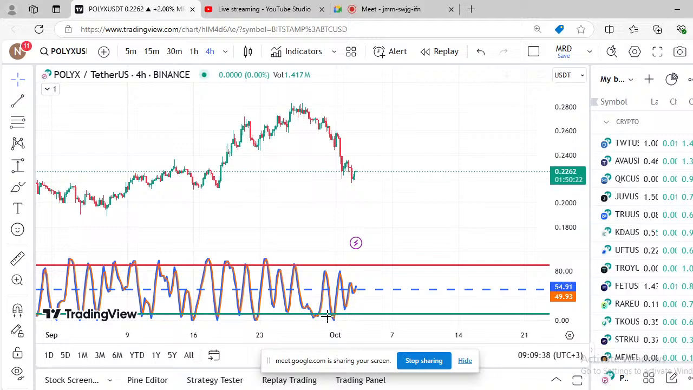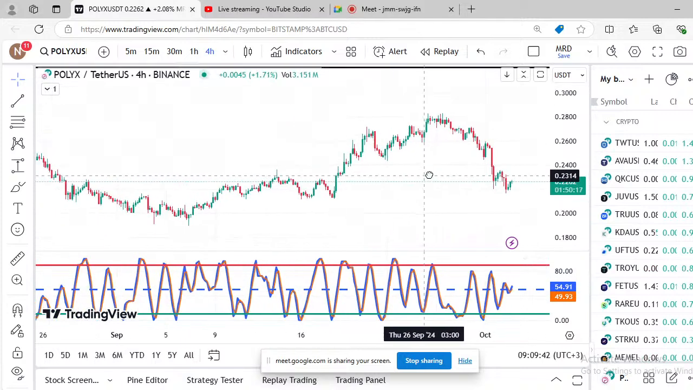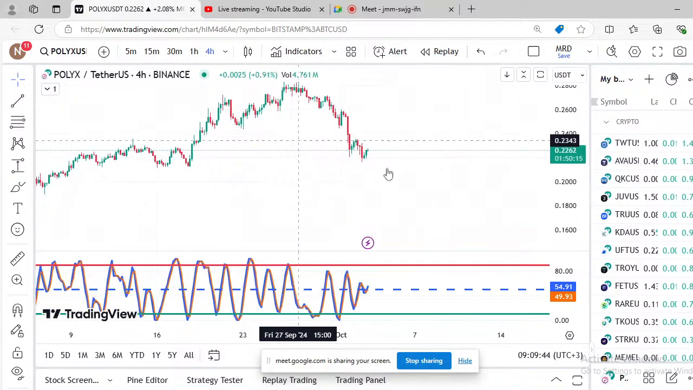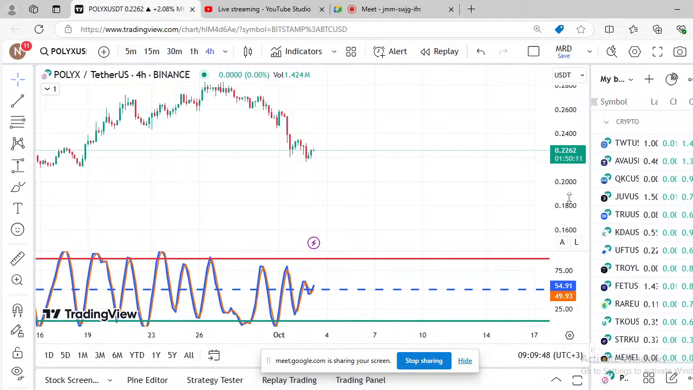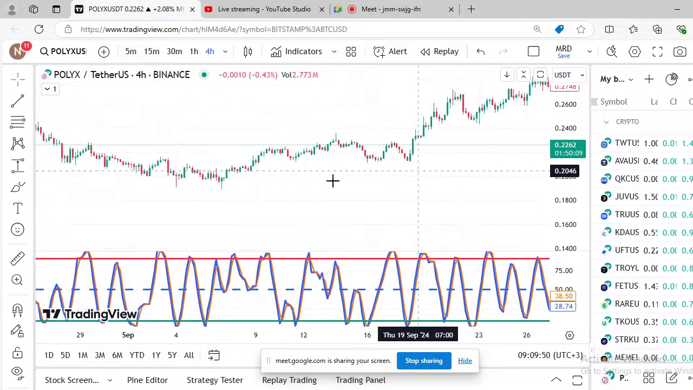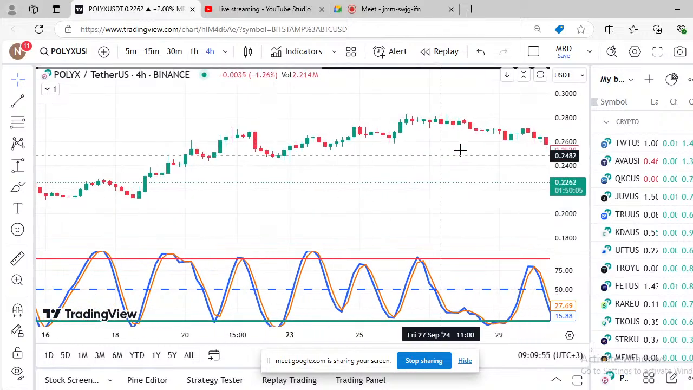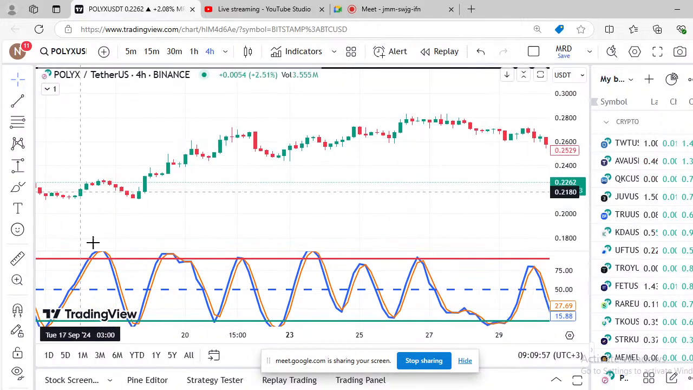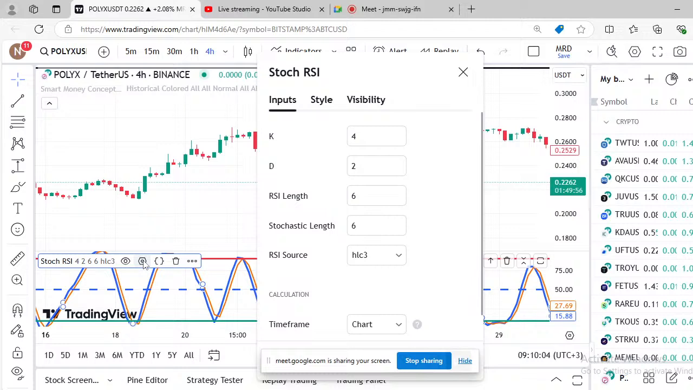Okay. Now, the stochastic will be looking like this. This is the stochastic that we are talking about. And we need to look at its settings. So we got settings for stochastic. And these are the settings.